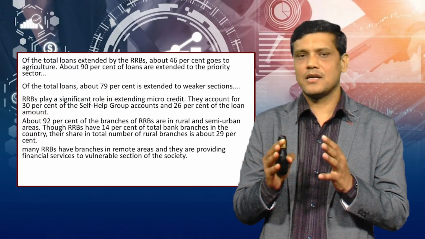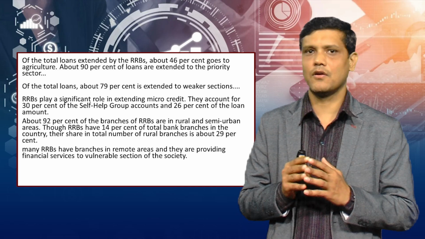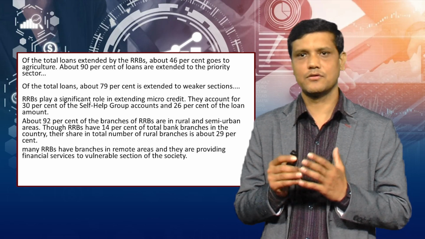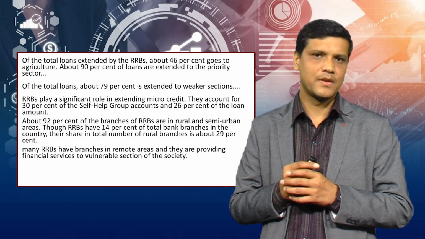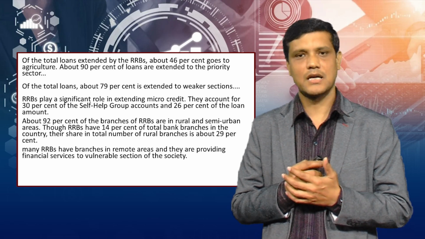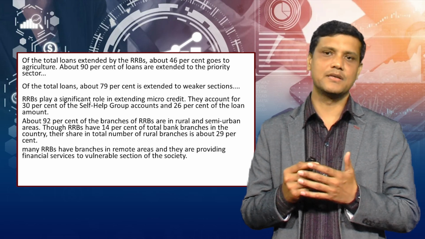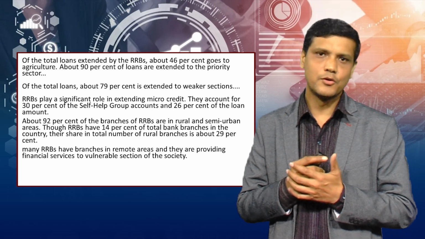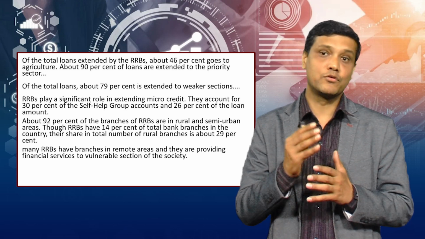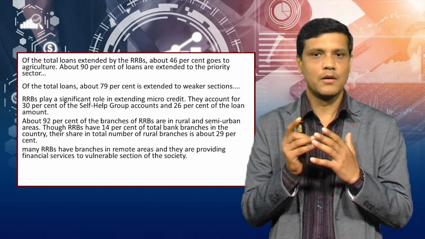Of the total loans extended by RRBs, about 46% goes to agriculture sector. About 90% of loans are extended to the priority sector. Of the total loans, about 79% is extended to weaker sections of the society. RRBs play a significant role in extending microcredit. They account for 30% of the self-help group accounts and 26% of the loan amount. About 92% of the branches of RRBs are in rural and semi-urban areas. Though RRBs have 14% of total bank branches in the country, their share in total number of rural branches is around 29%. Many RRBs have branches in remote areas and they are providing financial services to vulnerable section of the society.